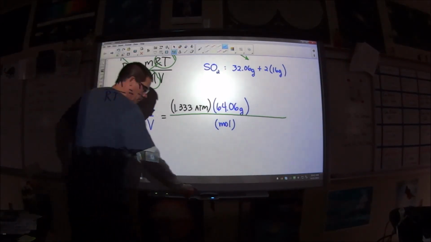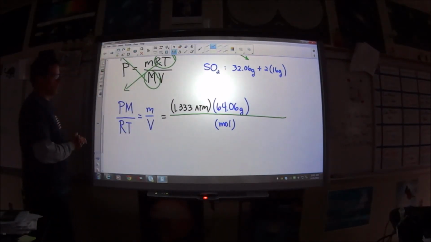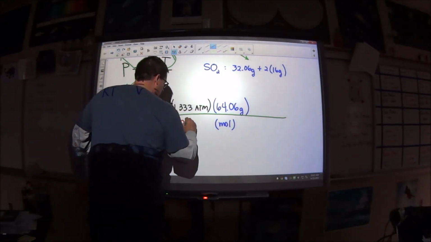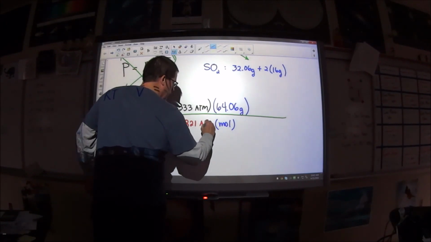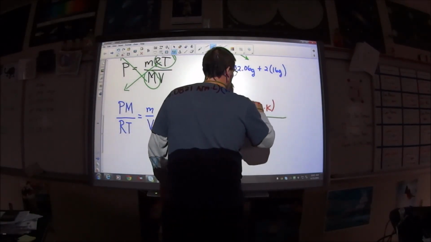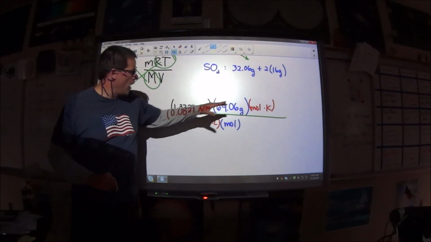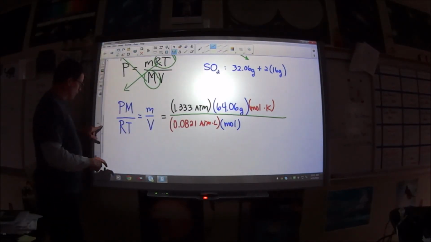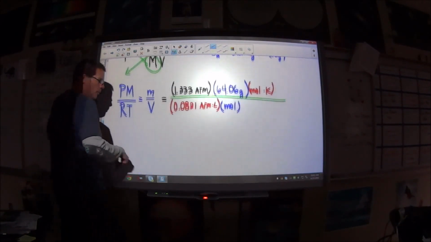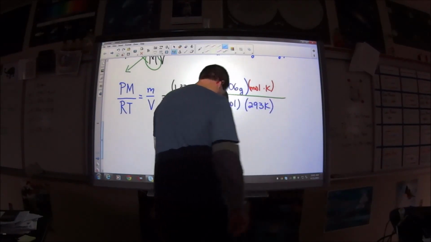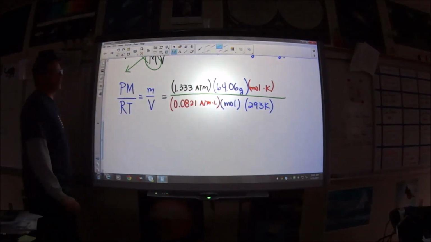Now I have my R. Which R should I use? Very good. So I have ATM, so I want to use the atmosphere one. So 0.0821 atmosphere liter. I'm going to put the mole Kelvin over here. Now notice how I'm using the same colors here to help identify that's the R, that's the molar mass, so it gives you an idea. And then temperature's 293 Kelvin.